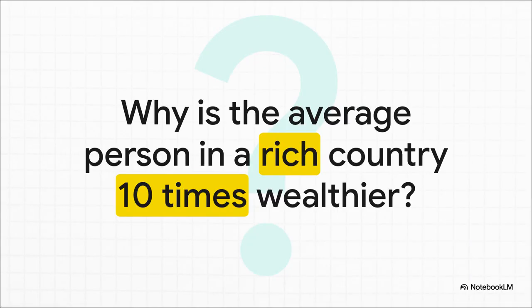So let's just start with this one fact, because it's pretty staggering. The average person in a rich country has about 10 times the income of someone in a poor country. And we're not just talking about numbers on a spreadsheet here. This is a massive, life-altering difference in healthcare, in education, in opportunity, everything. So what on earth explains this huge gap?